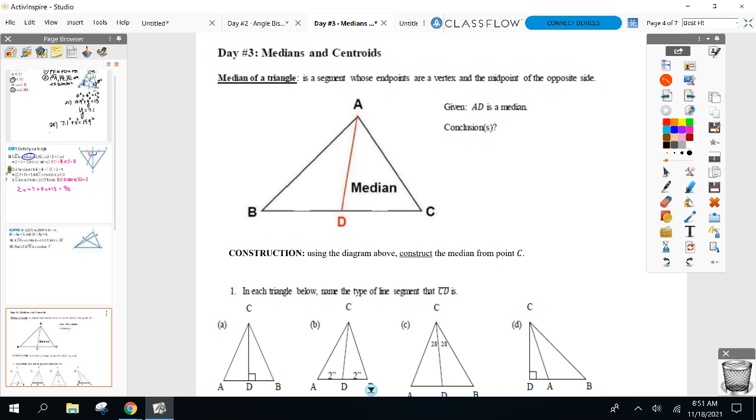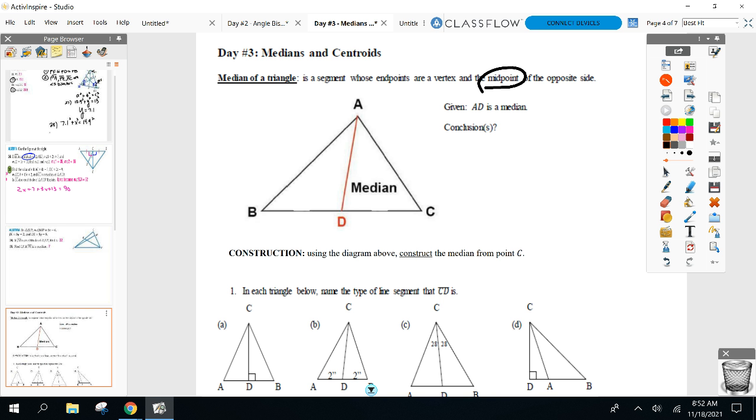Median, yes. It starts at a vertex, but it's not perpendicular to the opposite side. Instead, it goes to the midpoint of the opposite side. Okay? So altitudes are perpendicular. Medians go to the midpoint of the opposite side.